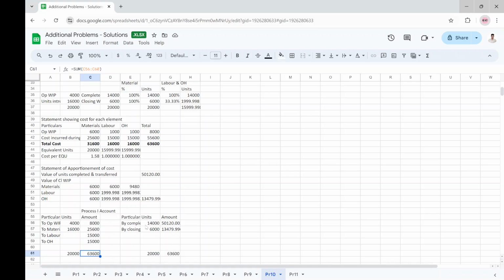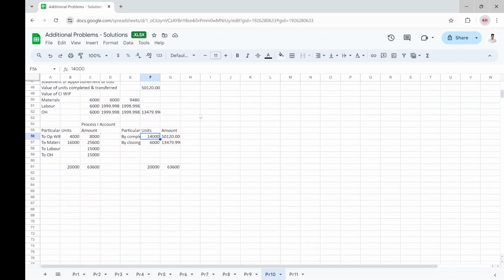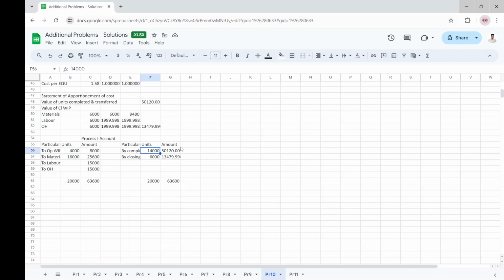Particulars per unit: completed 14,000 is processed, units completed, and 6,000 is closing, total 20,000. And the amount of cost transferred, the units cost is this much, and the work in progress unit cost is this much. So total same.